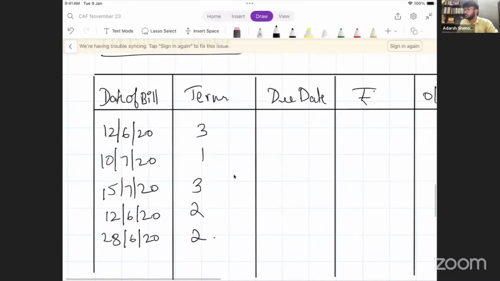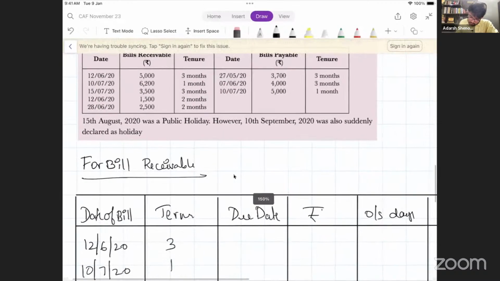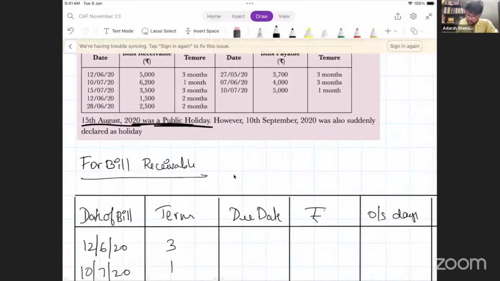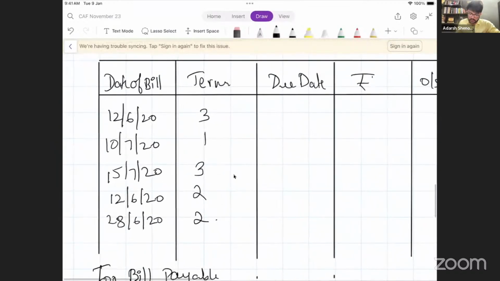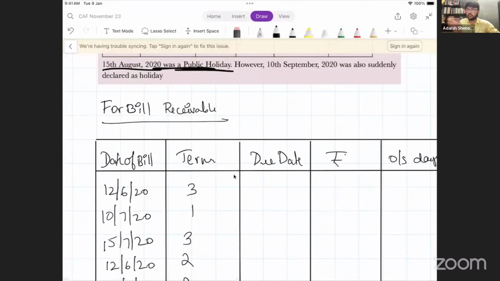For the due dates, we have to add 3 days of grace, remember, and also read the sentence below. 15th August was a public holiday. As per the Negotiable Instruments Act, if it's a public holiday, the maturity date or the due date will be the previous day. However, 10 September was suddenly declared a holiday. If it's a sudden holiday, then as per the Negotiable Instruments Act, the effective due date will be the next date. So whenever the due date is 10 September, we take it as 11th September. If it is 15th August, we take 14th August.